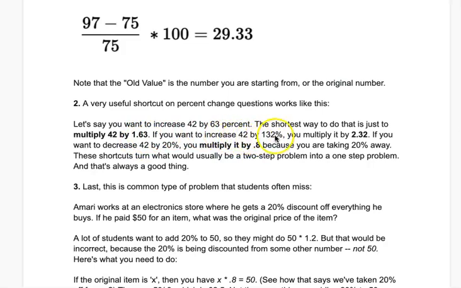If you wanted to increase 42 by 132%, then 1.32 isn't going to be enough because the 1 by itself just keeps it the same. So that becomes 2.32. If you want to decrease it by 20%, then you multiply it by 0.8, because what you're trying to do is take away 20%. So you're taking away 0.2, which is 20%, from 1, so you're multiplying by 0.8. This is a very important and useful strategy for percent increase or decrease problems. I often see students getting these types of questions wrong until they know these shortcuts.